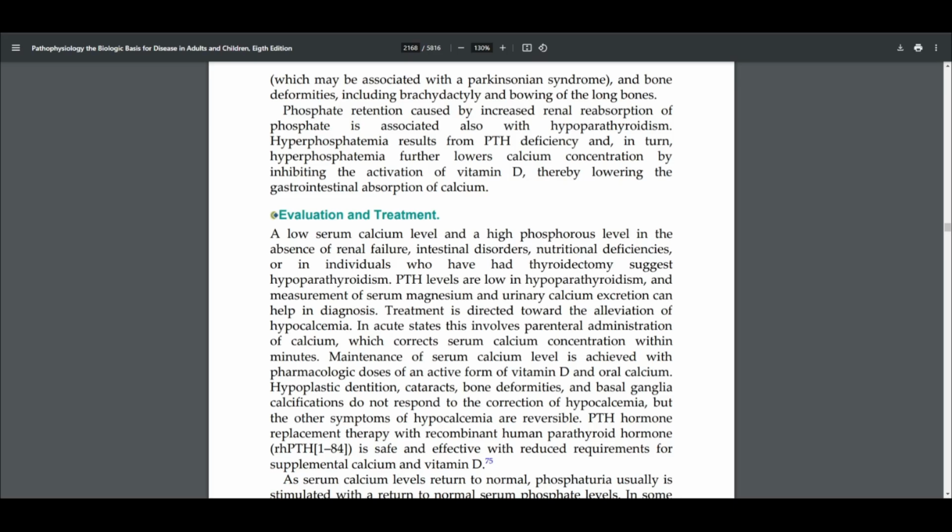Phosphate retention caused by increased renal reabsorption of phosphate is also associated with hypoparathyroidism. Hyperphosphatemia results from PTH deficiency, and in turn, hyperphosphatemia further lowers calcium concentration by inhibiting the activation of vitamin D, thereby lowering the gastrointestinal absorption of calcium.